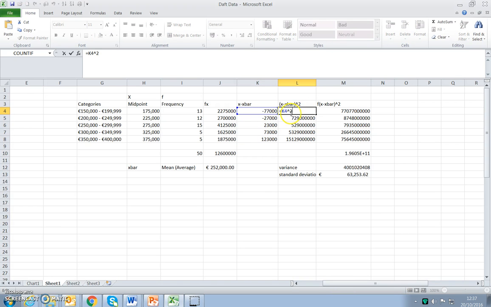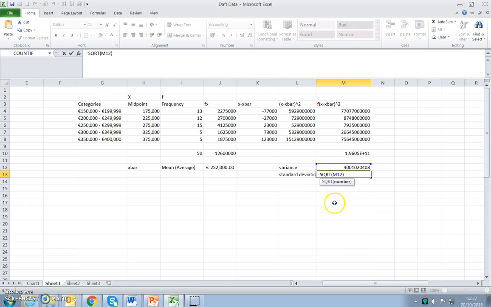So in order to do that, we have equals this observation here, K4 squared. So that is the symbol just above the 6. And we apply that to all observations. And then we take into account the fact that some categories are weighted differently to others. So we apply the frequency to that. So we have this column by the frequency. And we drag it down to the end. We sum them up. We get the variance, which is equal to the sum of f by x minus x bar squared over n minus 1. So that's over 49. We could have also clicked on that, so put in minus 1. But we'll do 49 there.